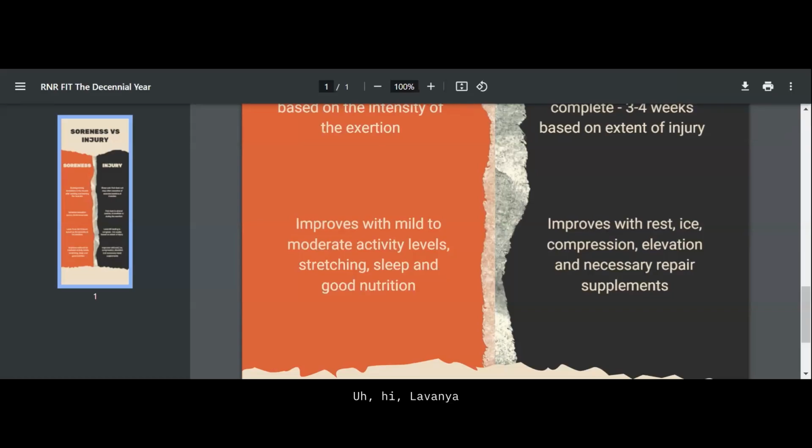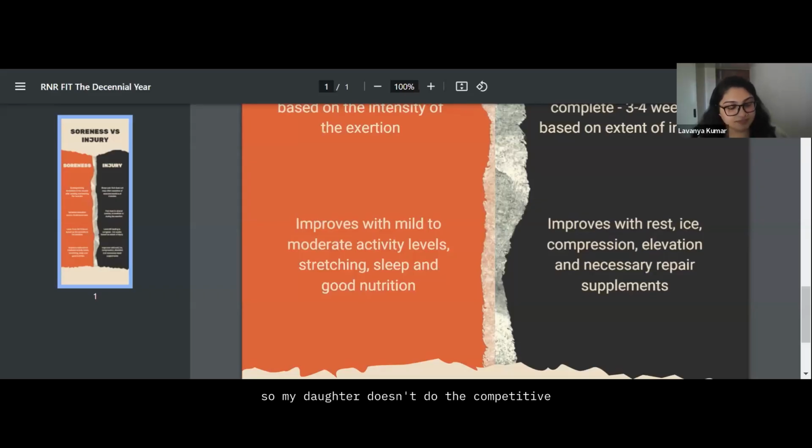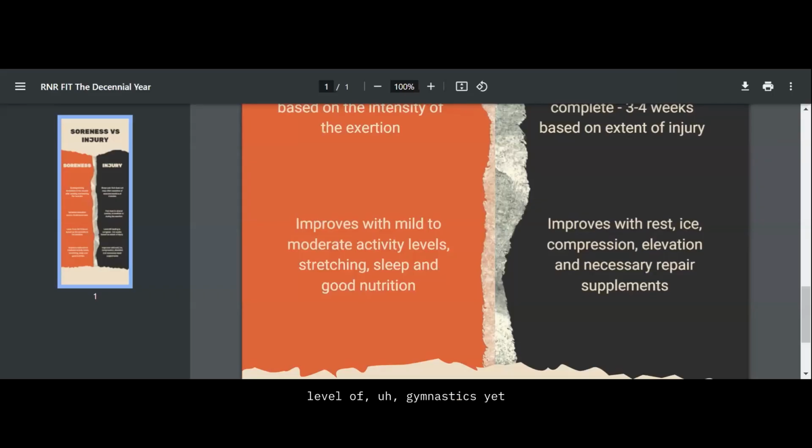Awesome. Hi, Lavanya. I have a question. Hi. So my daughter doesn't do the competitive level of gymnastics yet, but what would make us go for a physiotherapy session? What should be the factors we should take into account?